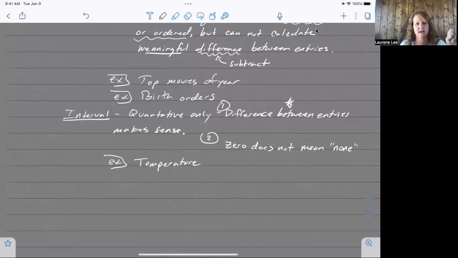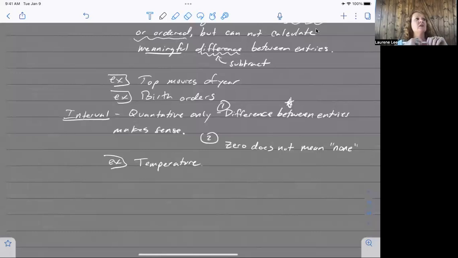Does 0 mean none? Okay, so let's talk about 0. If I say that it's 0 degrees outside, does that mean there is no heat? That's the question, okay? Now, one clue that often happens is if you can go into negative numbers, most often 0 does not mean none. Okay, so I can say it's 0 degrees out, but I could also say it's negative 32, right? So 0 is not the bottom of the line. That's not the end of the story. You can actually go lower than that. So in that case, 0 does not mean none.